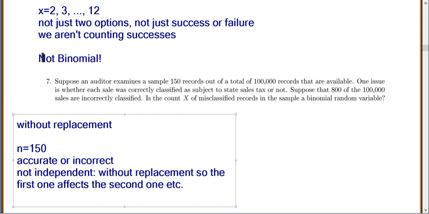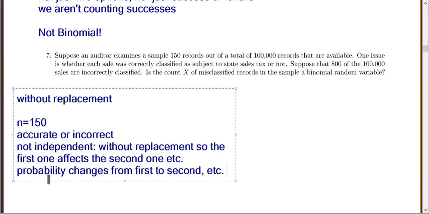With that in mind, you could also say, does the probability stay constant? And no, the probability changes from first to second, etc. Because again, you're doing it without replacement. You're not putting back, so the probability changes. And so this one is not binomial.